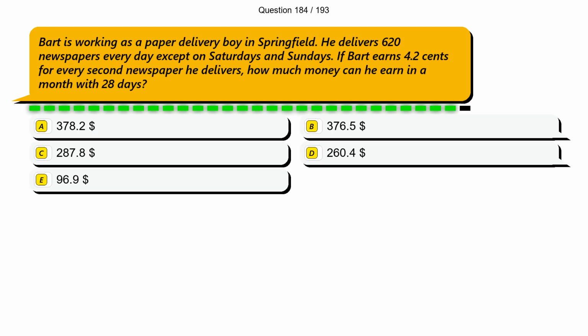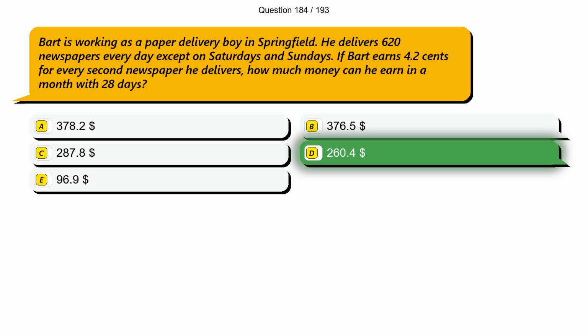Question 184. Bart is working as a paper delivery boy in Springfield. He delivers 620 newspapers every day except on Saturdays and Sundays. If Bart earns 4.2 cents for every second newspaper he delivers, how much money can he earn in a month with 28 days? Option A $378.20, option B $376.50, option C $287.80, option D $260.40, option E $96.90.